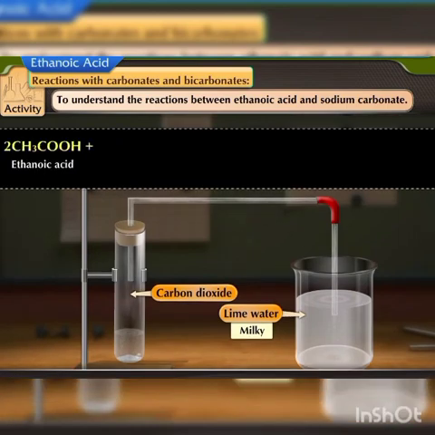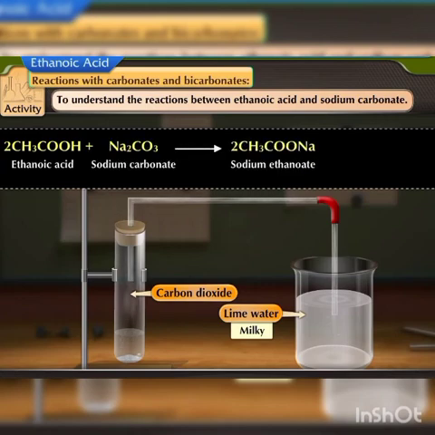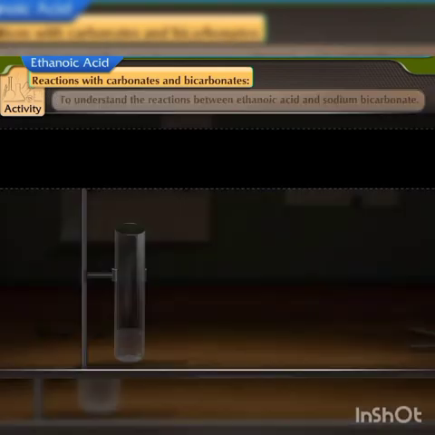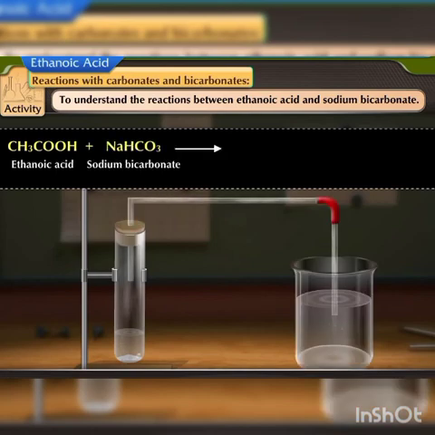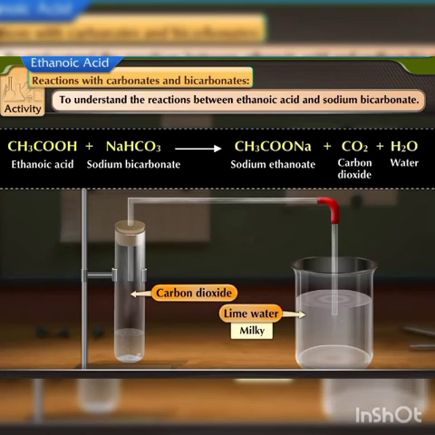Ethanoic acid reacts with sodium carbonate to form sodium ethanoate, carbon dioxide, and water. Similarly, ethanoic acid reacts with sodium bicarbonate to form sodium ethanoate, carbon dioxide, and water.